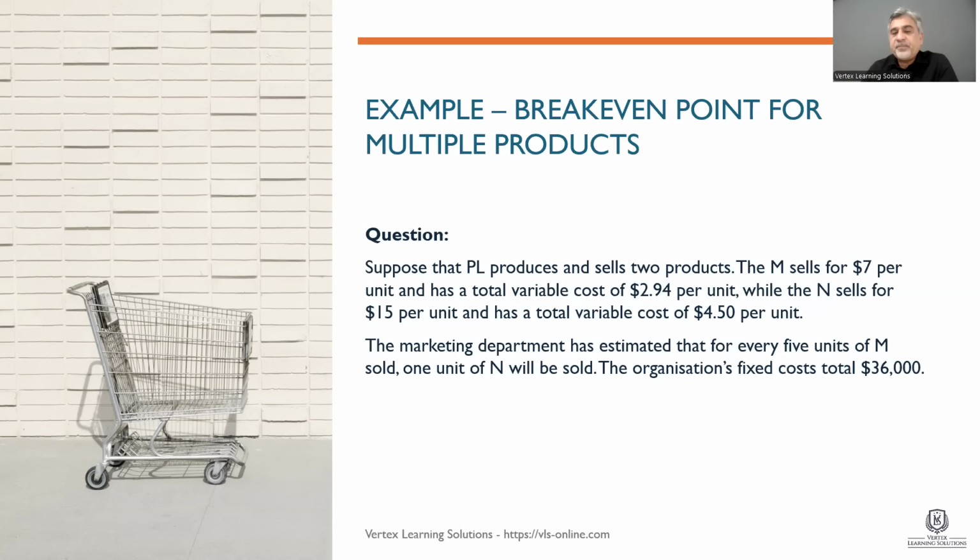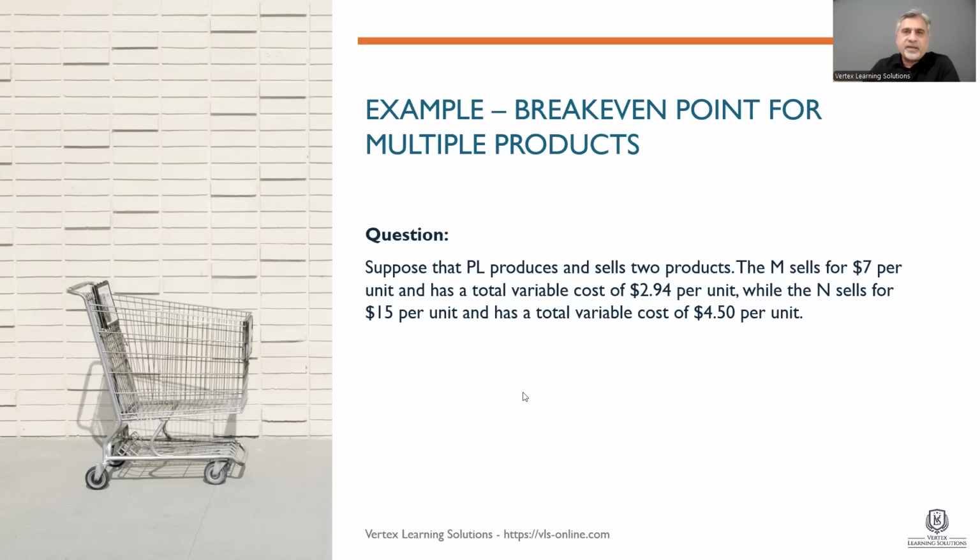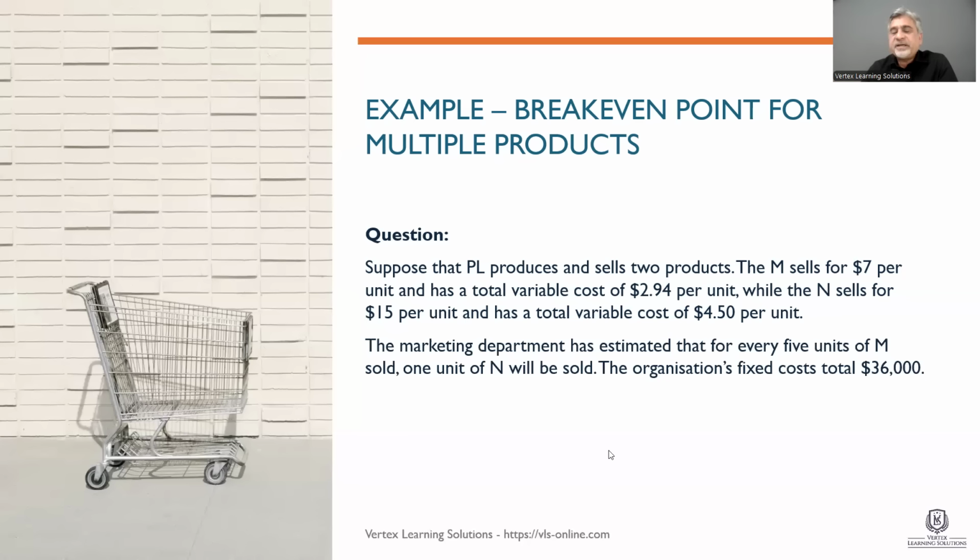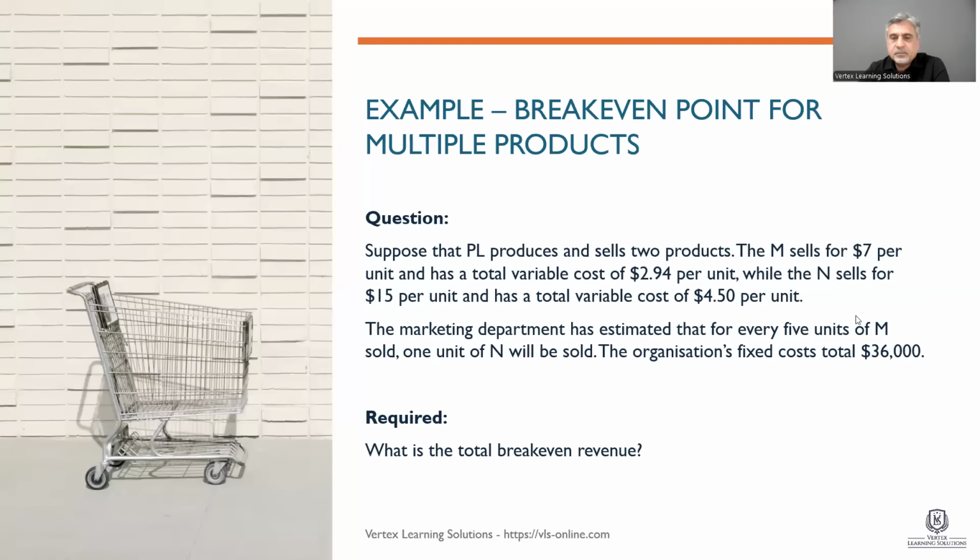For a single product, this type of data is enough. But when you are doing it for multiple products, you also need to find out the ratio between how many M and how many N, the product mix. The second part of the data is always the fixed cost, because the formulas will involve fixed cost divided by weighted average contribution, or fixed cost divided by CS ratio, etc. So fixed costs are $36,000. That's given. And then they ask for the total break-even revenue, BER. We will actually calculate BEP as well, but they're asking BER.